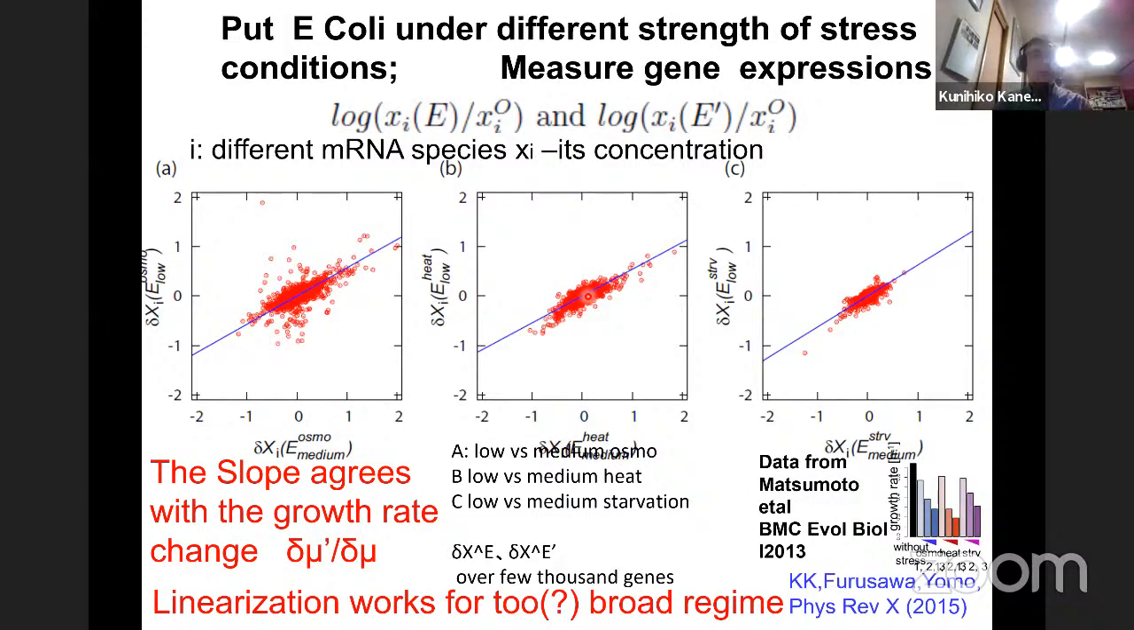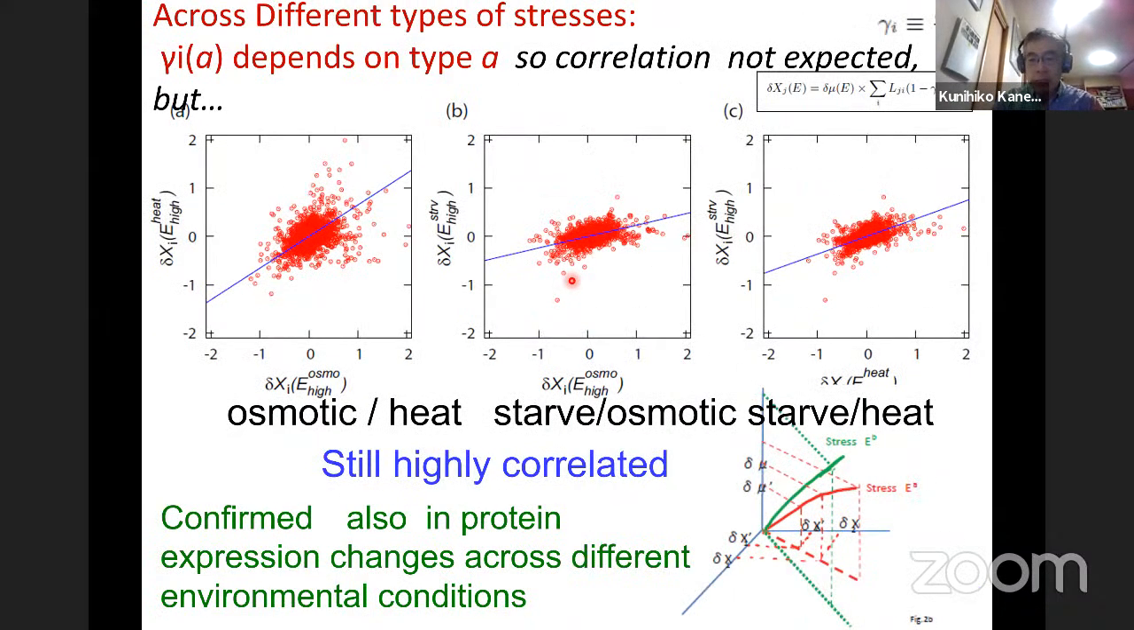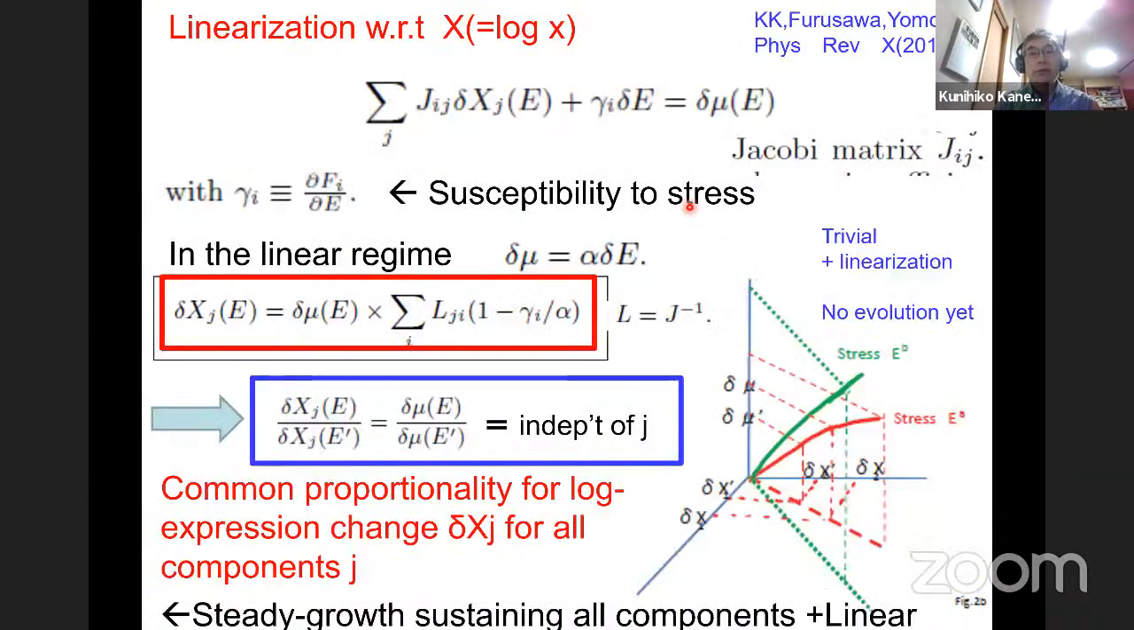And the second question is that we can check this comparison across different stress types. For example, osmotic pressure versus starvation, or heat versus starvation. But the theory cannot tell anything because one stress type goes in this direction, other stress types in a different direction. So we cannot compare. And actually, when we divide this, gamma I is assumed to be common.